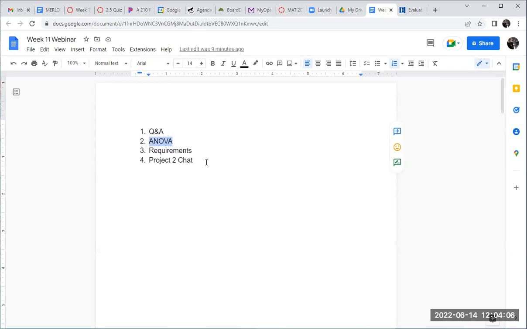So we have already learned how to, say, compare two means. We've learned how to compare two proportions. We've even looked at many proportions using chi-square. So we've done all kinds of stuff. But we haven't learned how to deal with more than two means.